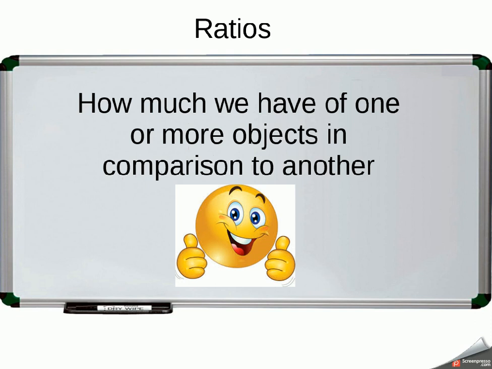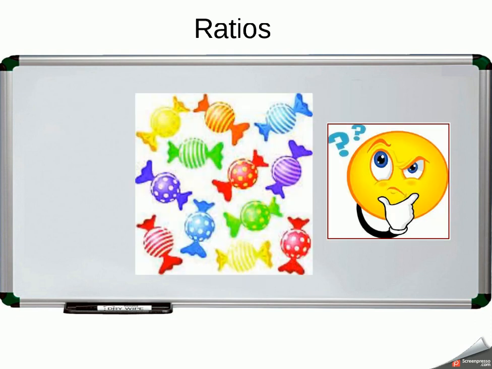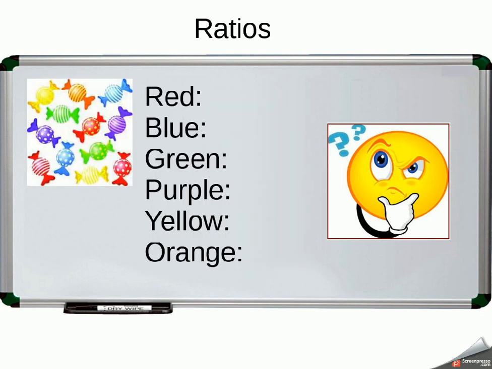So let's have a look at how we work out ratios. For instance, here we've got a number of different coloured sweets: red, purple, blue and so on, and there's a ratio of them in relation to each other. So what we're going to do is, first of all, count up the number of sweets we've got of each particular colour. There are 3 red sweets, 2 blue sweets, 2 green, 2 purple, 2 yellow and 1 orange.